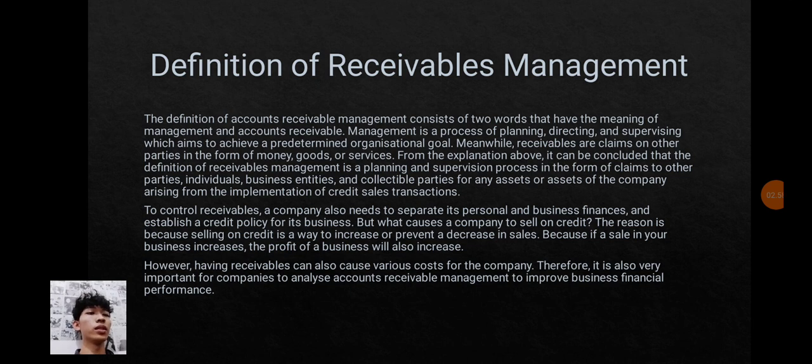But what causes a company to sell on credit? The reason is because selling on credit is a way to increase or prevent a decrease in sales. Because if a sale in your business increase, the profit of a business will also increase. However, having receivable can also cause various costs for the company. Therefore, it is also very important for companies to analyze accounts receivable management to improve business financial performance.